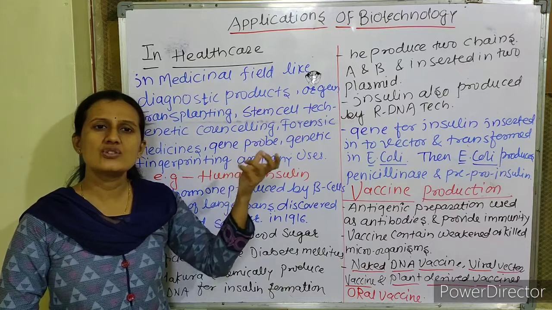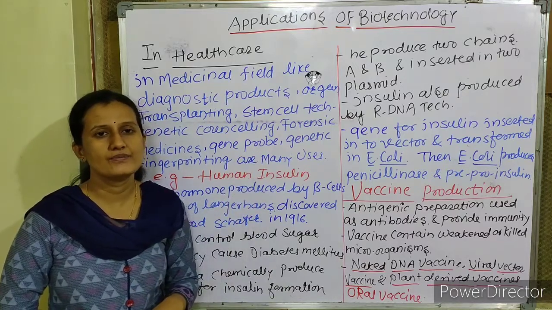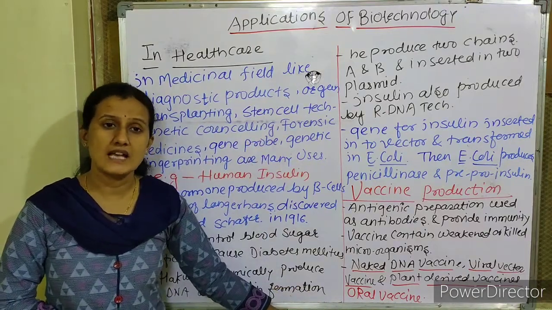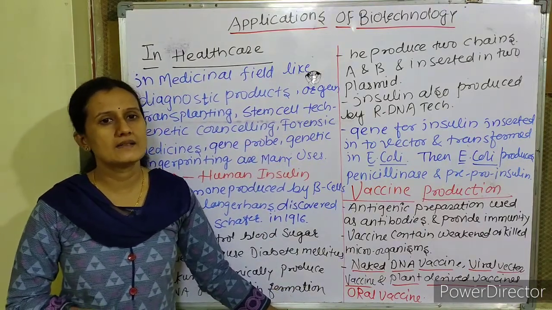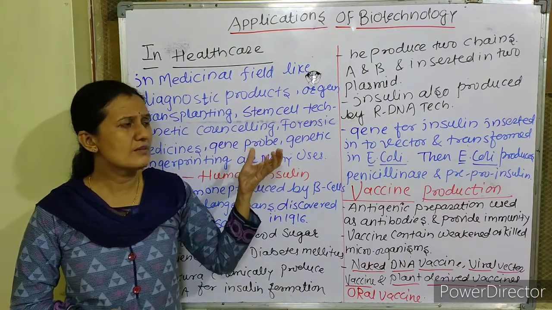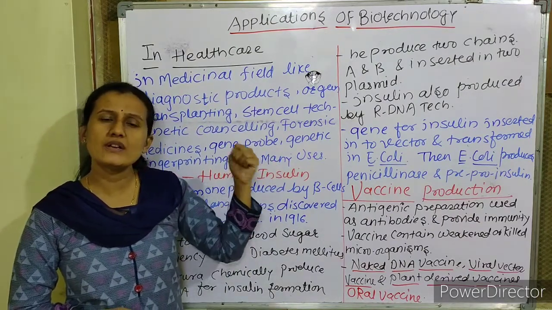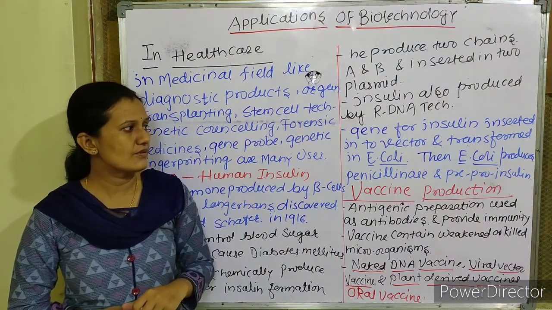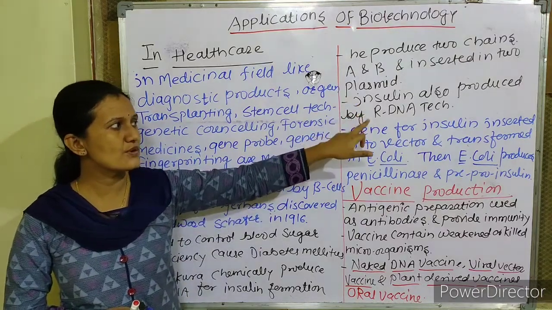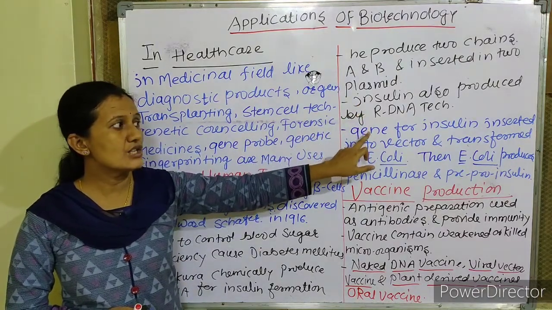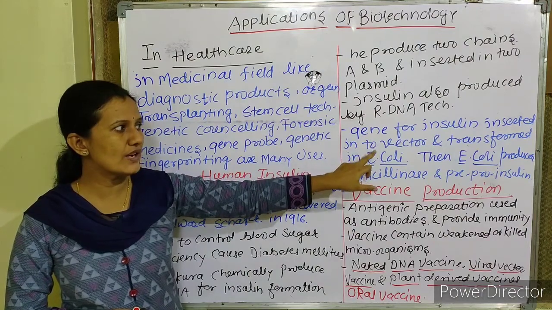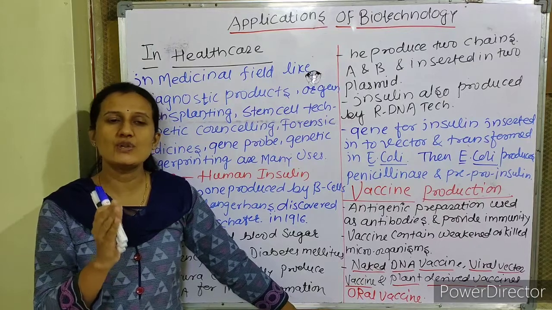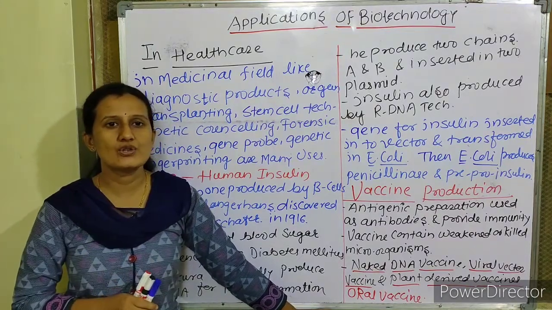But insulin is also produced by rDNA technology. जेनेटिक इंजिनिअरिंग किंवा rDNA टेक्नॉलॉजीनी पण इन्सुलिन तयार केलं जात होतं. त्यासाठी काय केलं जायचं? Some lower organism, when they produce the insulin, insulin is also produced by rDNA technology, and the gene for insulin is inserted into a vector and transformed into E. coli. How is that particular insulin produced by rDNA technology?